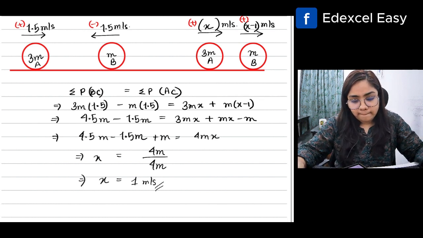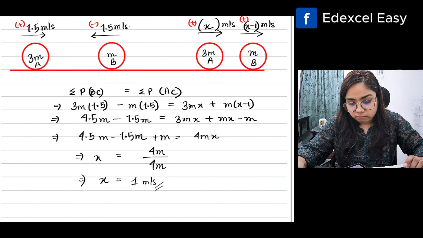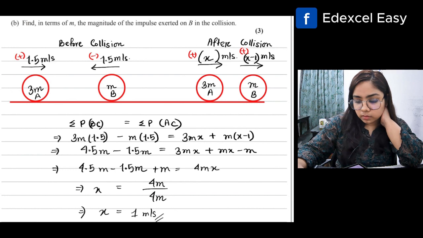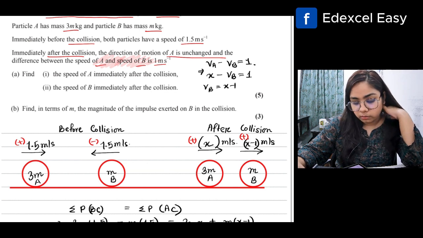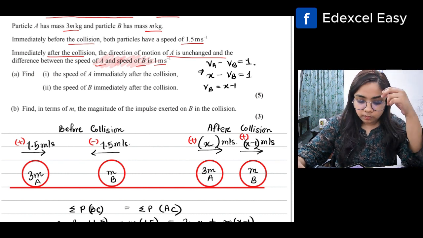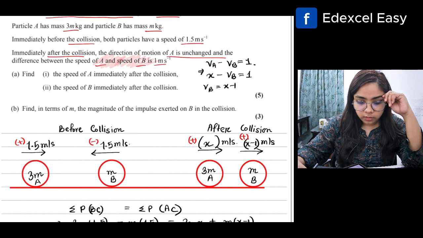Wait. So the value for x turns out to be 1. In that case, the value for B would be, no, I think I'm making some mistake. The difference between the speed of A and speed of B is 1 meters per second. Speed of A and the speed of B is 1 meters per second. Right. Minus 1.5.